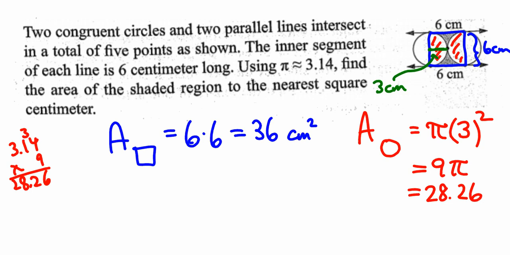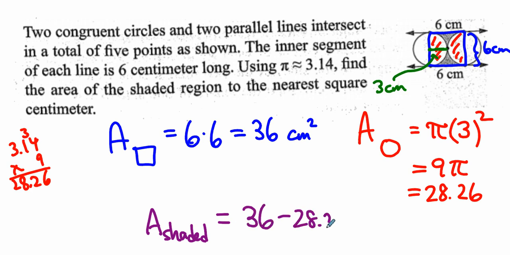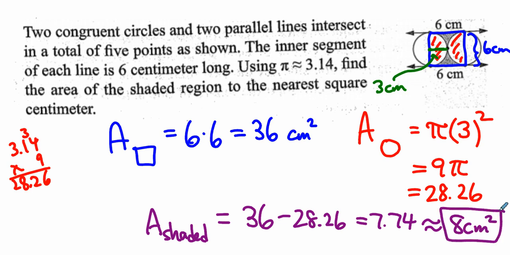So what's the area of the shaded region? The area of the shaded region is the 36 from the blue square minus the 28.26 from the red circle, and that's 7.74, which is about 8 square centimeters. And that feels about right just looking at the picture, doesn't it? Feels about right.